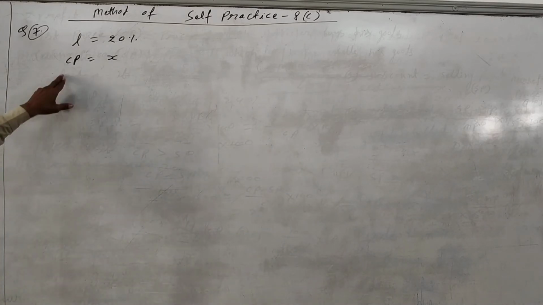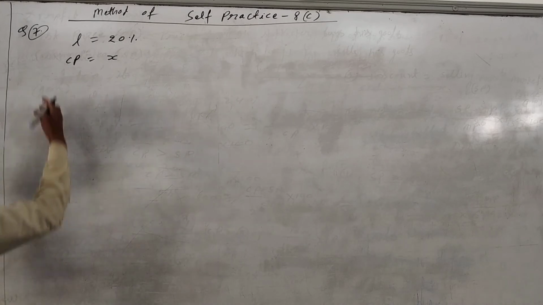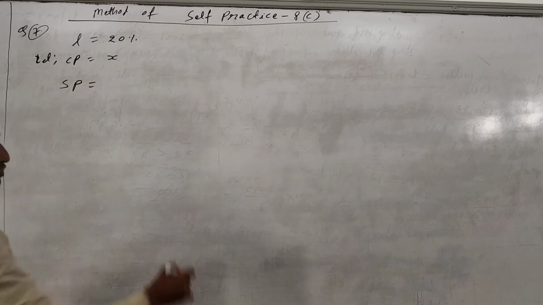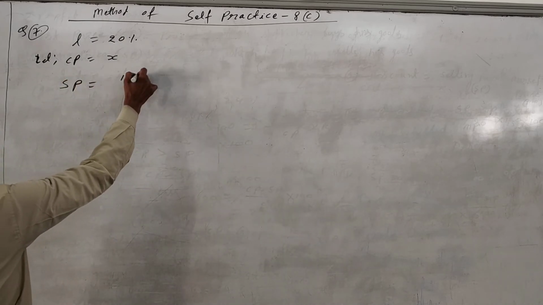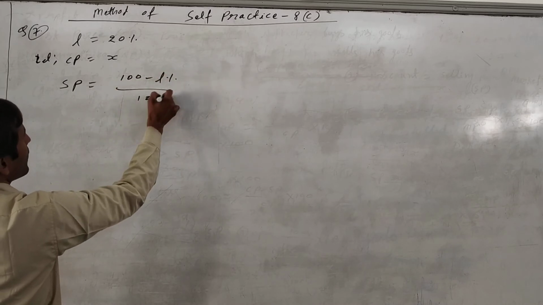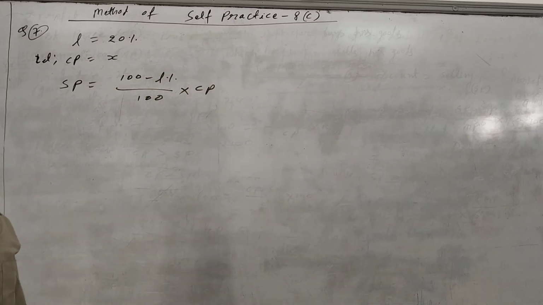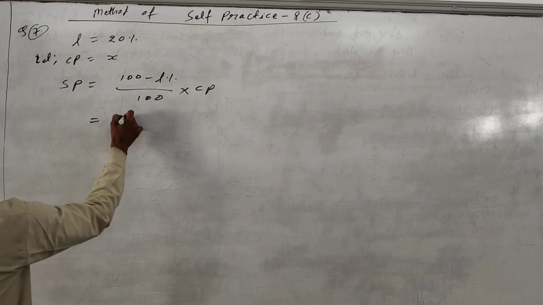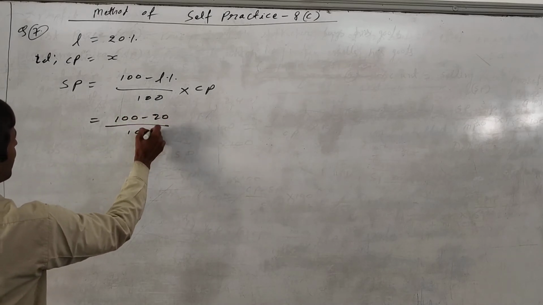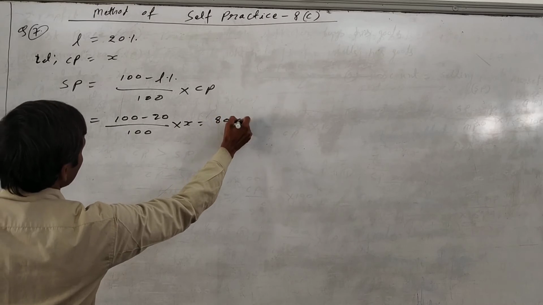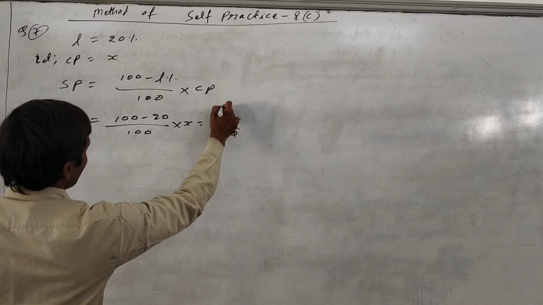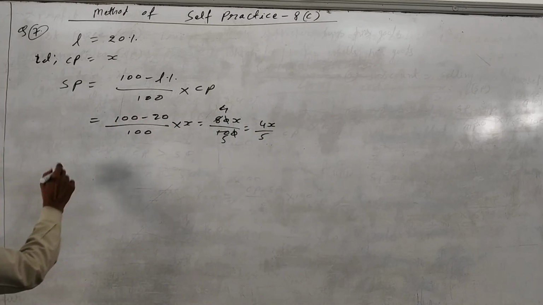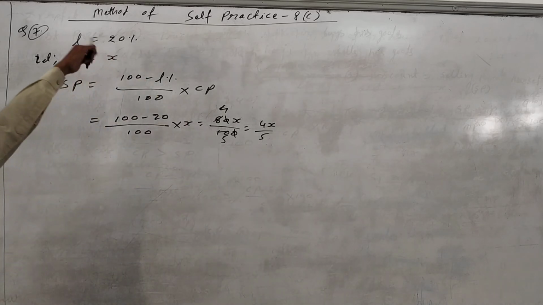So I suppose let CP of that article be x. By this x and the loss we have to find SP. So just use the formula I have told: 100 minus loss percent upon 100 into CP. If loss and CP are given, we have to find SP, so we use this formula. So 100 minus 20 upon 100 into x. It will come 80x upon 100. We will cancel out 4 and 5, then it will come 4x upon 5. Means SP is equal to 4x upon 5 if loss percent 20 is given.